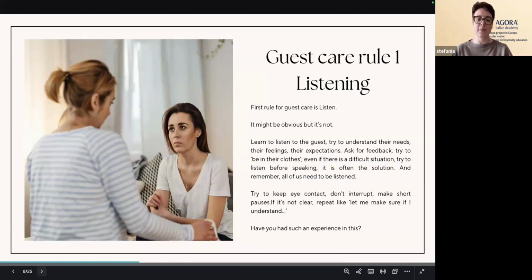Remember that the guest is there for vacation, to relax and to enjoy, and he worked all year to go on vacation.